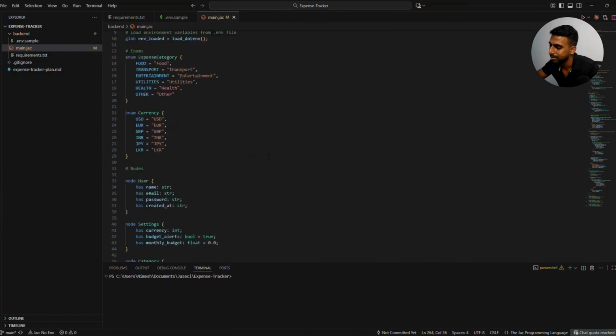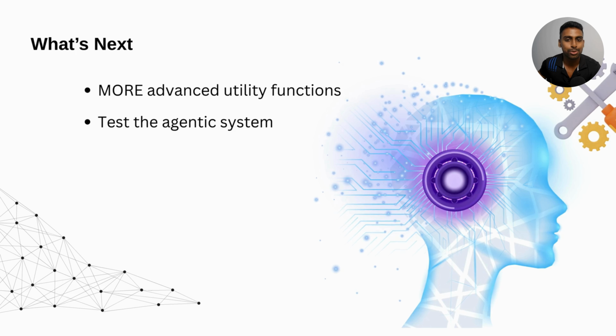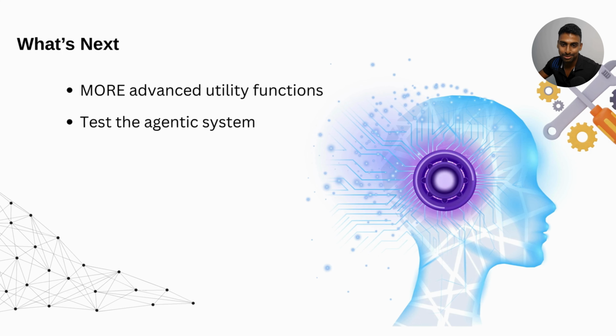So that brings us to an end on this video, and let's just quickly recap what we did. We defined our walkers, and we also defined some very basic utility functions. But that's not all. Next video, we will be defining much more advanced utility functions, like for currency conversion and more datetime functions as well. And once that is completed, we will test the agentic system on the current phase.